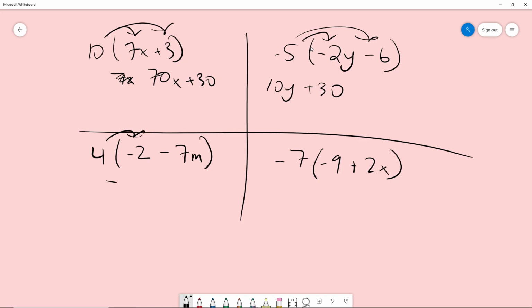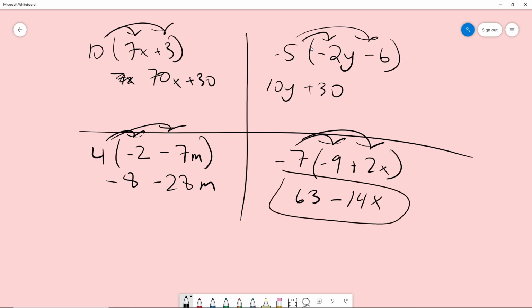Opposite signs when multiplying, always negative. Opposite signs when multiplying, always negative again, and I've got an m. Same signs when multiplying, always positive. Just numbers. Opposite signs when multiplying, always negative. And keep my variable. So they're pretty much one-step problems when you don't have to combine like terms. But if you do, they can get a little funky.